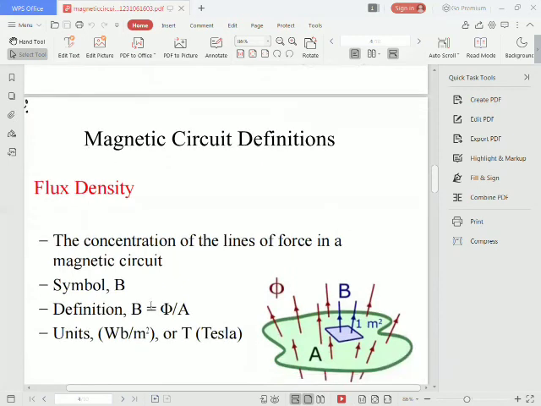The next definition is flux density. The flux per unit area measured in a plane perpendicular to the flux is defined as the flux density. It is measured in Tesla or Weber per meter square. The formula is B is equal to phi upon A.